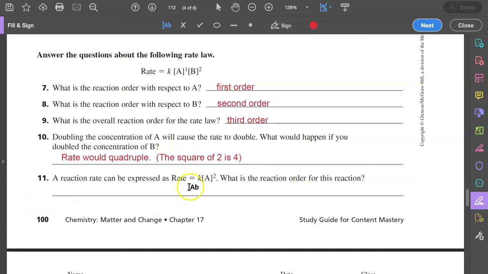Here's a very simple rate law. A reaction rate can be expressed as the rate is equal to K times the concentration of A squared. What is the reaction order for this reaction? That's right. It is simply a second order reaction. That's the only exponent we have, so that's all we use.